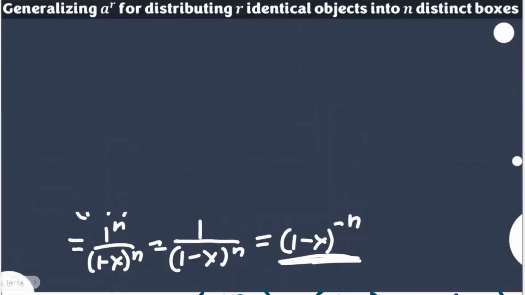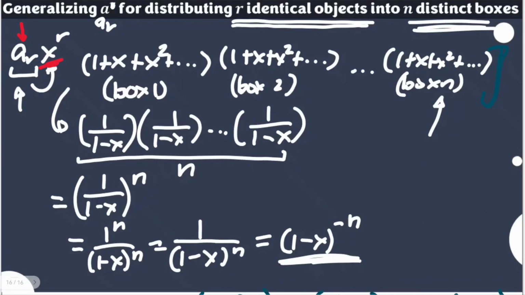Okay, that is for this specific item. Again, A sub R is equal to R plus n minus 1 choose R.